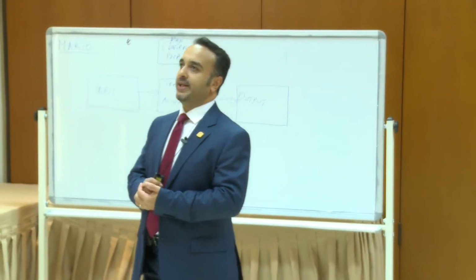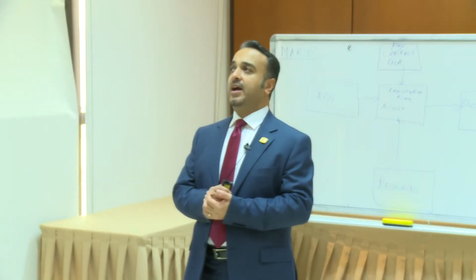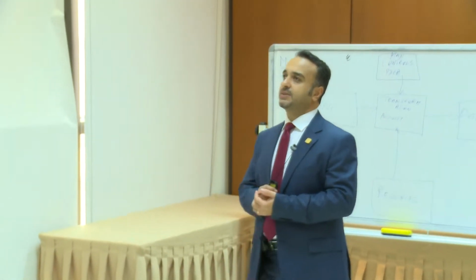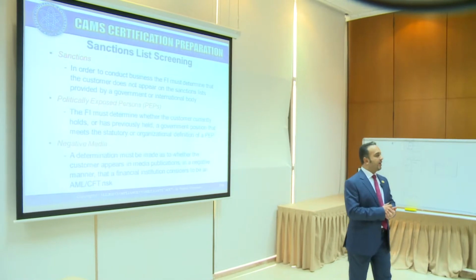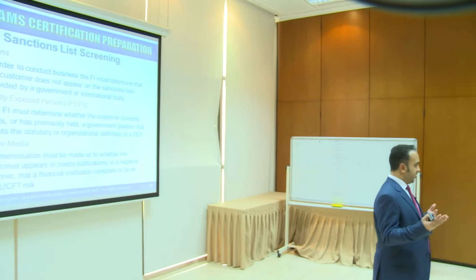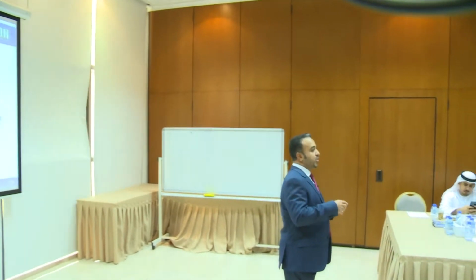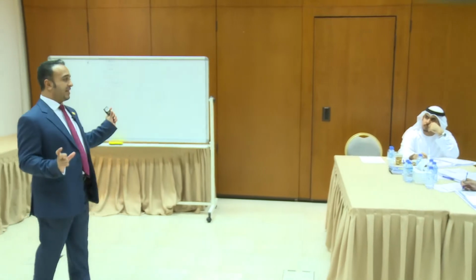Sanction list screening: in order to conduct business with a customer, the FI must determine that the customer does not appear on the sanctions list provided by a government or international body. That's why, normally, when we deal with banks, we provide them two types of feed. The first feed we call the sanctions feed, and the other feed we call the blacklist feed. You tell me what is the difference between the sanctions feed and the blacklist feed.